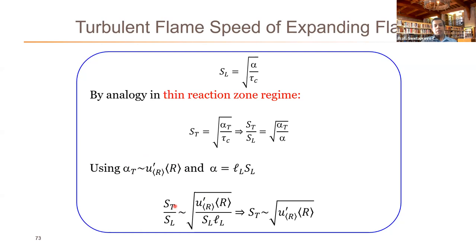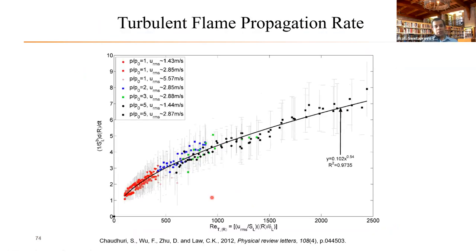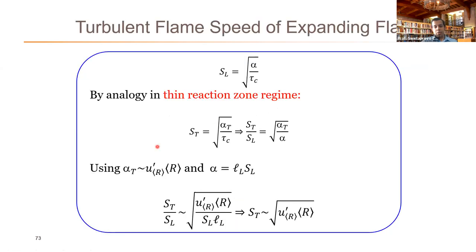Now if you plug this in, then ST by SL just becomes the square root of U prime times average radius divided by SL times the flame thickness. So that's why you can see that ST becomes immediately proportional to the square root of R. We can use this to define a new Reynolds number, which is dependent not on the integral length scale, but on the flame radius itself. And we can see how this scaling looks. In this paper, of course, we did not do this analysis. We did it based on the area, but this appears simpler and more intuitive. So that's why I present it here.